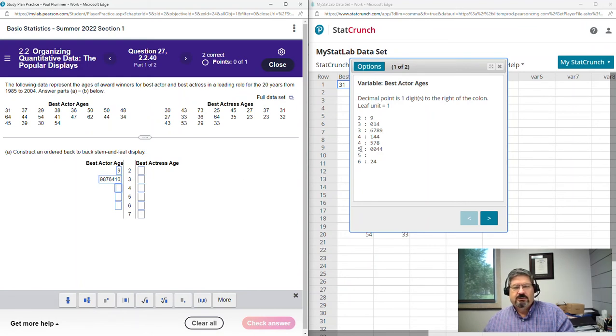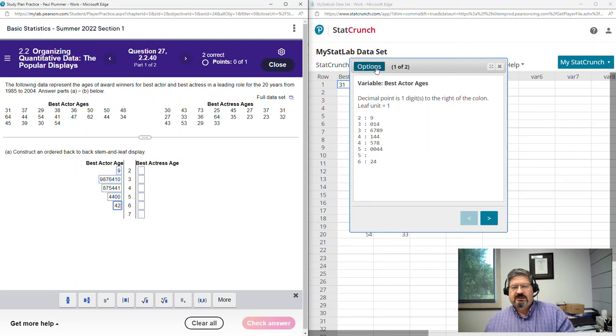For 4, we're going to go 8, 7, 5, and then 4, 4, 1. For 5, we've got 4, 4, 0, 0. Sorry, for 5, yes, we have 4, 0, 0, 4, 4. And then for 6, we have 4 and 2.